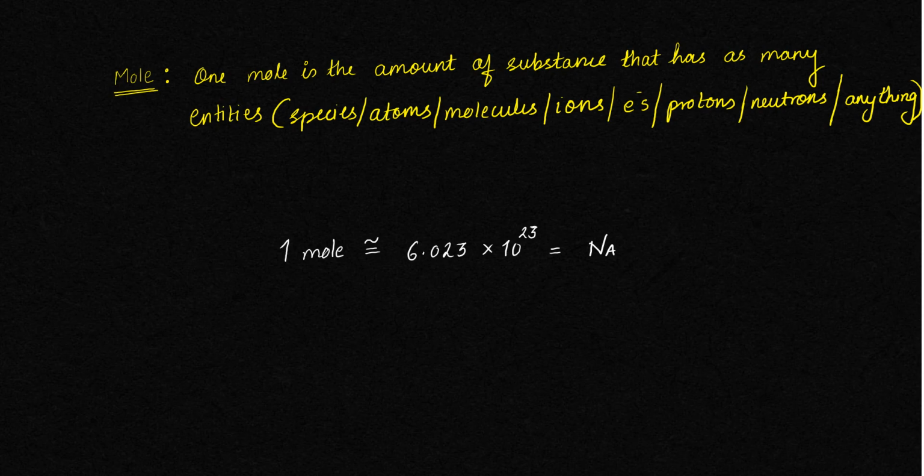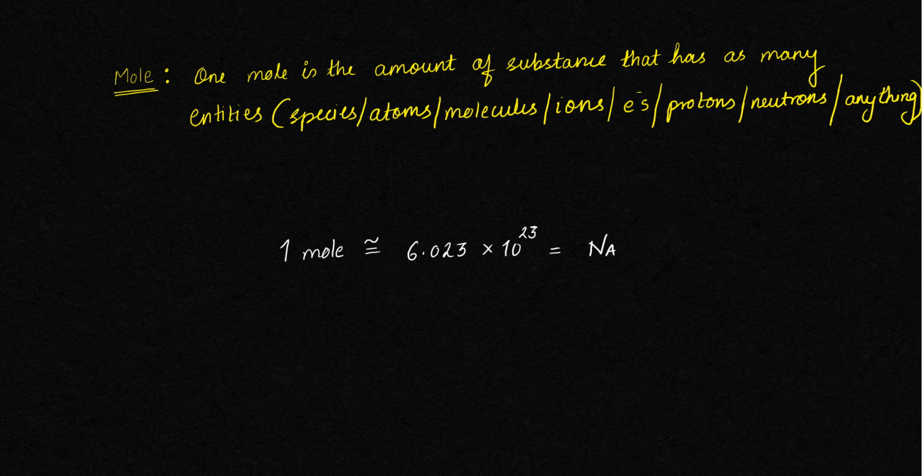Hence, 1 mole of bananas would be 6.023 into 10 raised to 23 bananas. 1 mole of humans would be 6.023 into 10 raised to 23 humans. 1 mole of planets would be 6.023 into 10 raised to 23 planets, so on and so forth.